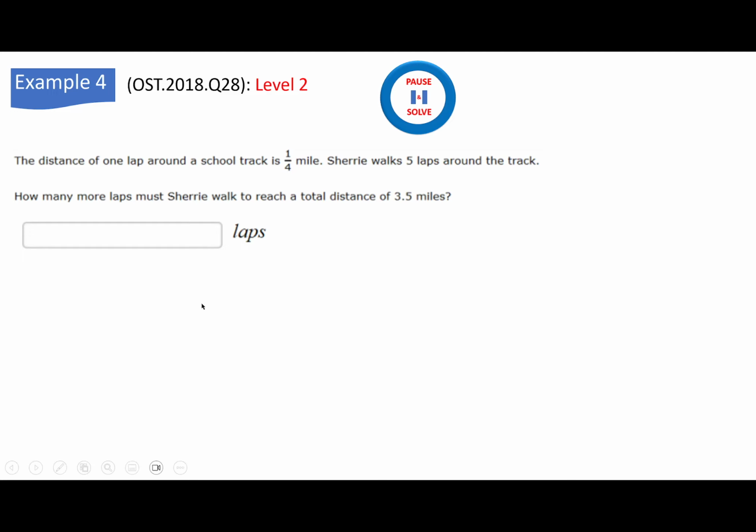Example 4. The distance of one lap around a school track is 1/4 of a mile. Sherry walks 5 laps around the track. How many more laps must Sherry walk to reach a total distance of 3.5 miles? So that's her goal, 3.5 miles. She did 5 laps already, and each lap is 1/4 of a mile. So we have to understand all these numbers.